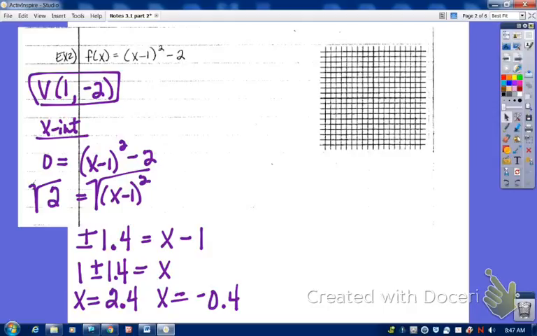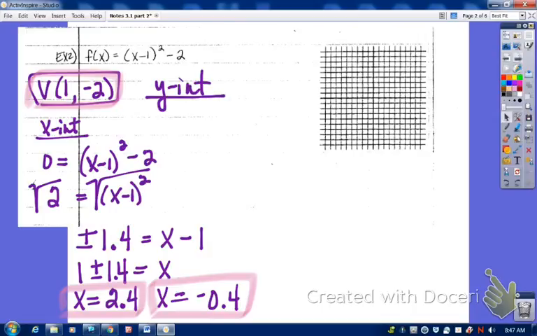Alright, so far we know what the vertex is. We know that our graph has 2 x-intercepts. So our parabola is going to touch the x-axis twice. Now we're going to find the y-intercepts. So to find the y-intercepts, we let x go to 0. So that's going to look like y equals 0 minus 1 squared minus 2.